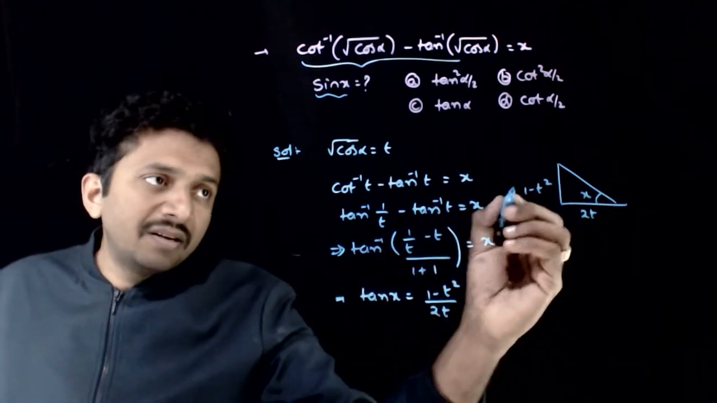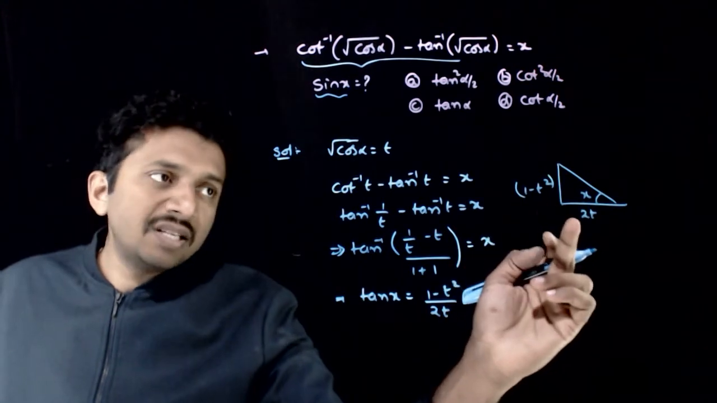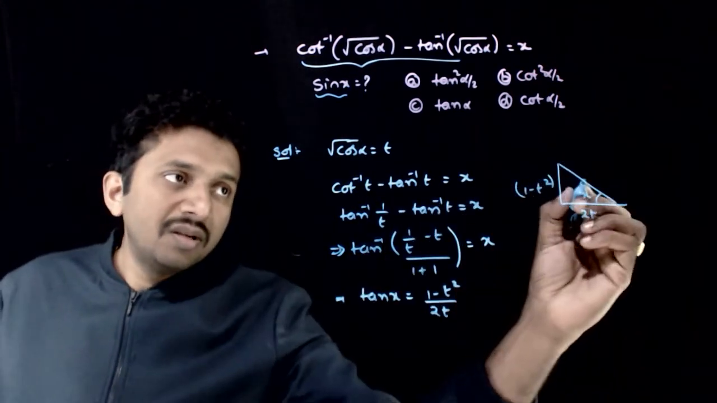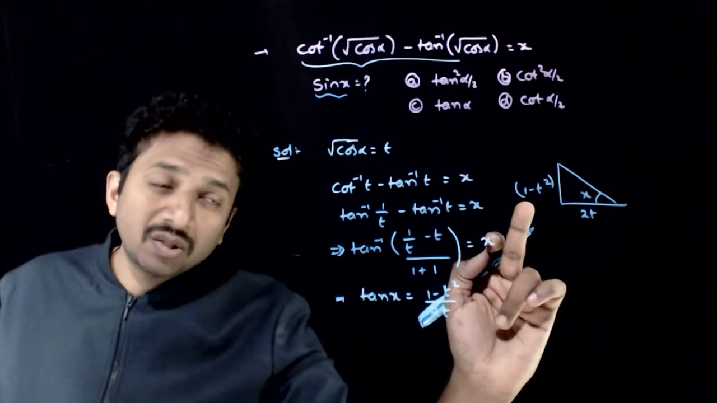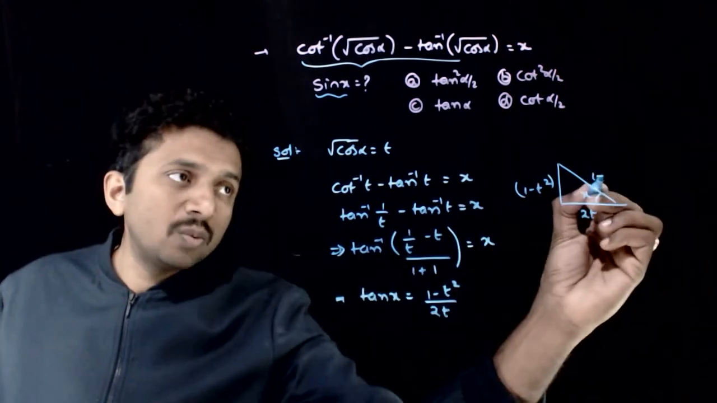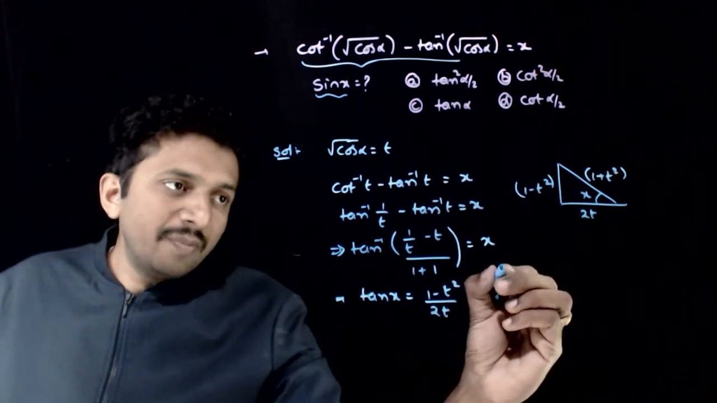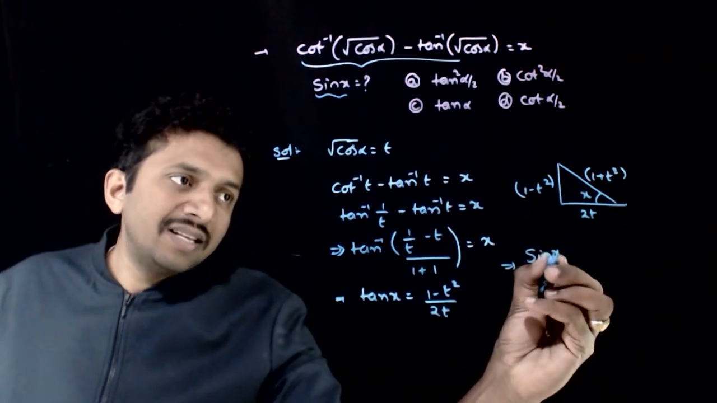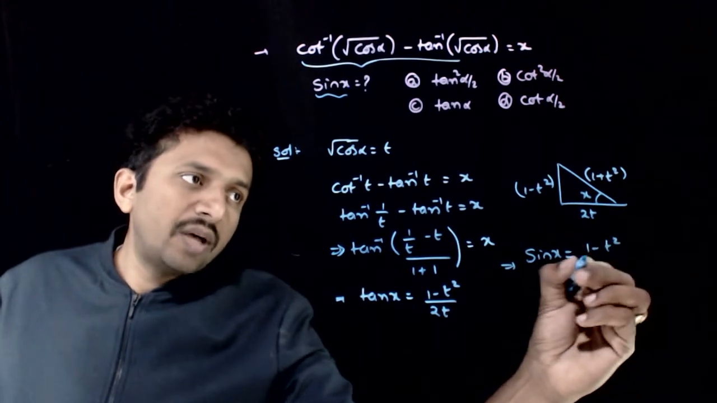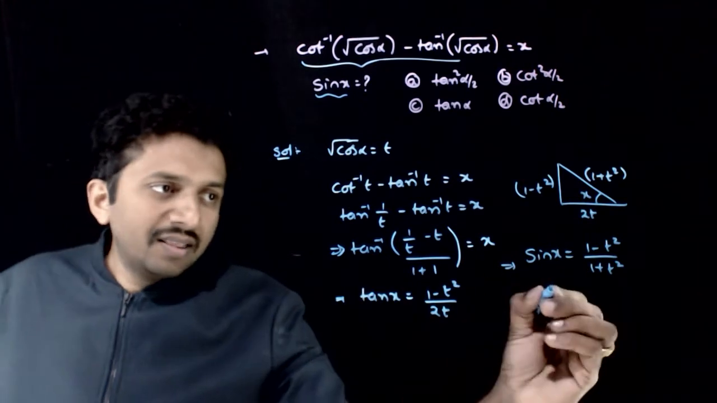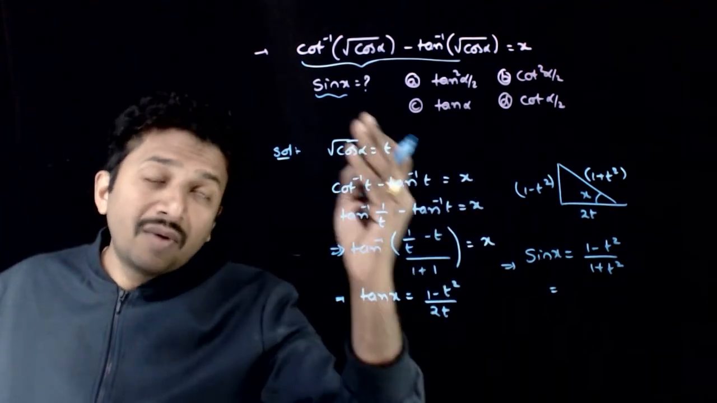So from triangle method, if the opposite side is 1 minus t square, if the adjacent side is 2t, what is the hypotenuse? Hypotenuse is root of (1 minus t square) whole square plus 4t square, that is 1 plus t square. So this implies sin x is equal to (1 minus t square) by (1 plus t square). So now you got the value of sin x.